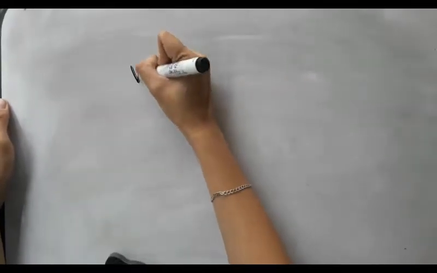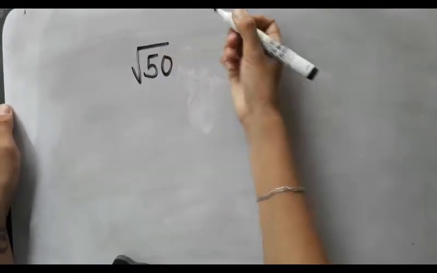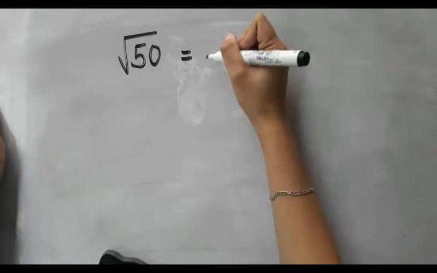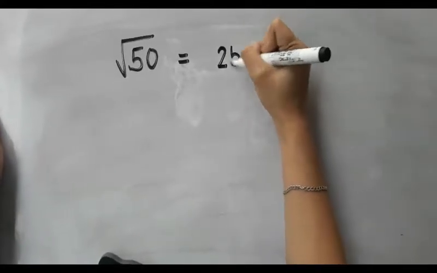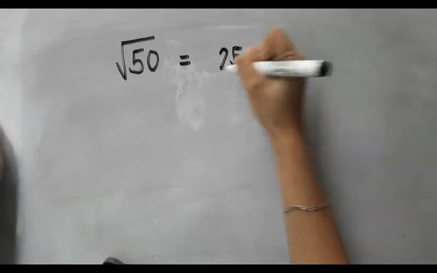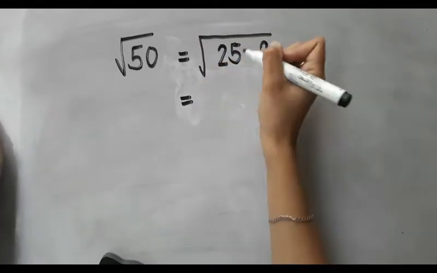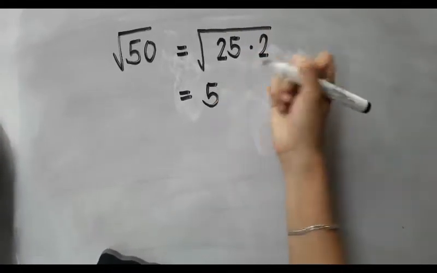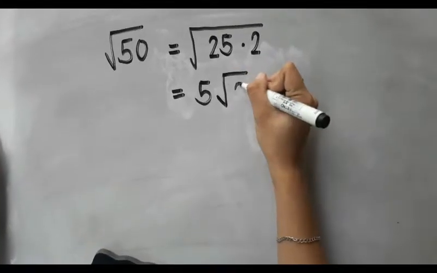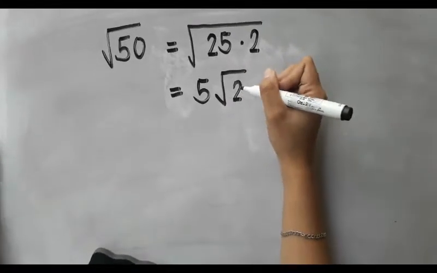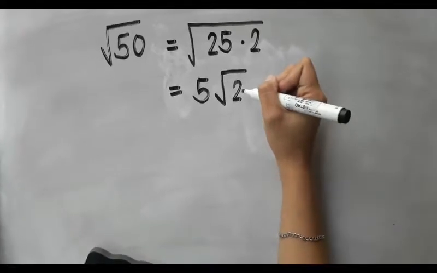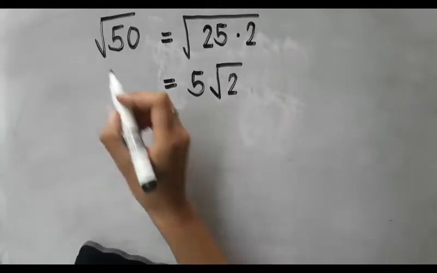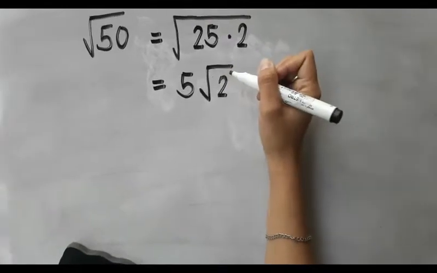Another example, square root of 50. We will find a factor of 50 which has a perfect square. So we can use 25 and 2. Since 25 is a perfect square and we can simplify it, we have 5 square root of 2. Since 2 is not a perfect square, or we cannot factor it anymore with a perfect square, we remain this as it is. So we have square root of 50 is equal to 5 square root of 2.